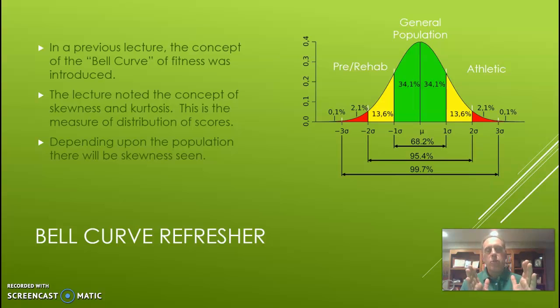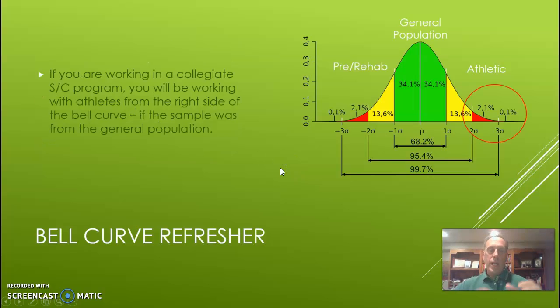Now, what happens when you get into a college coaching environment, which is really what we're going to talk about in this presentation, is the majority of people are now over to the right. Sure, you're going to have some really gifted athletes who are way over to the right, a couple standard deviations, but in general, you're going to take this group of people on the right-hand side and design and develop programming for them.